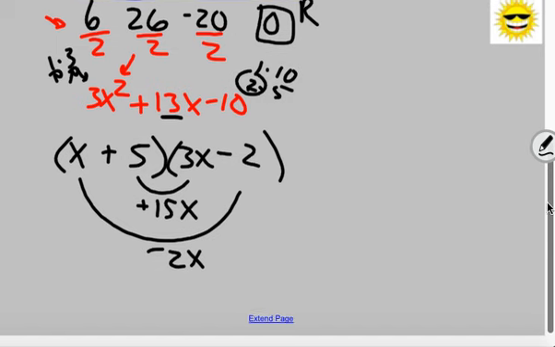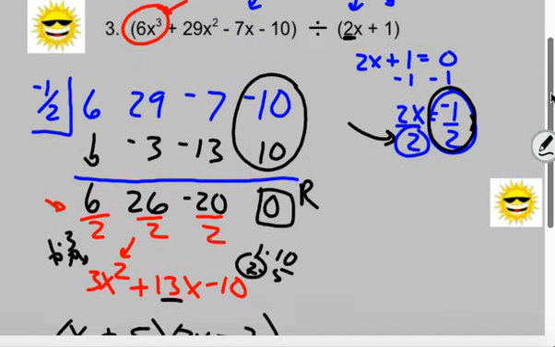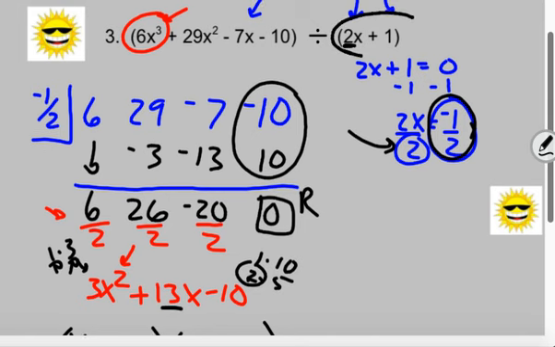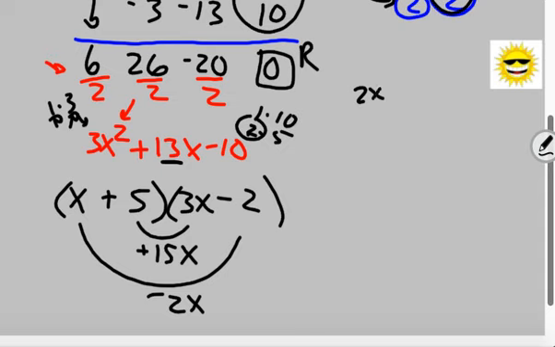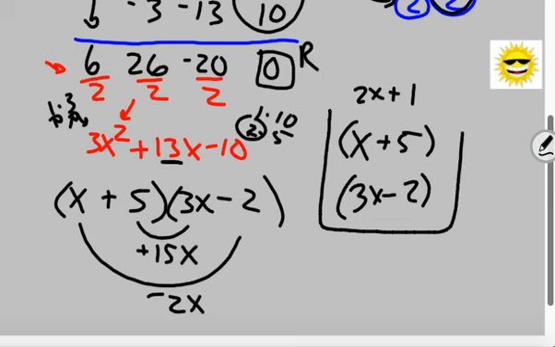So, what did we get? Our first factor right here that they gave us was 2x plus 1. The ones we needed to find were x plus 5 and 3x minus 2. There we go. That's the answer we're looking for.